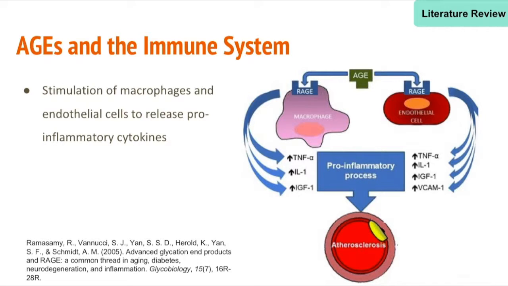In addition, AGEs have been shown to affect the immune system. An excess of AGEs have been implicated to stimulate macrophages and endothelial cells to release pro-inflammatory cytokines such as tumor necrosis factor alpha, or TNF alpha, and interleukin 1, or IL-1. TNF alpha in particular has been shown to form thrombus or blood clots in blood vessels. These pro-inflammatory cytokines trigger vasoconstriction as well, leading to the decrease in the diameter of blood vessels and hence atherosclerosis.